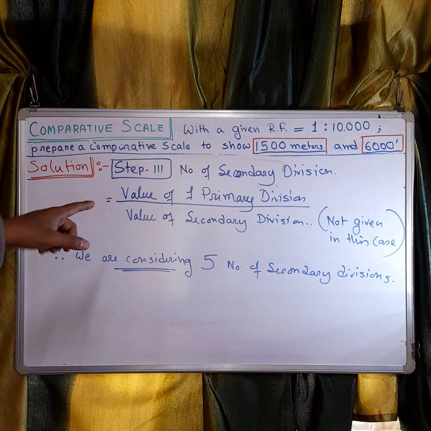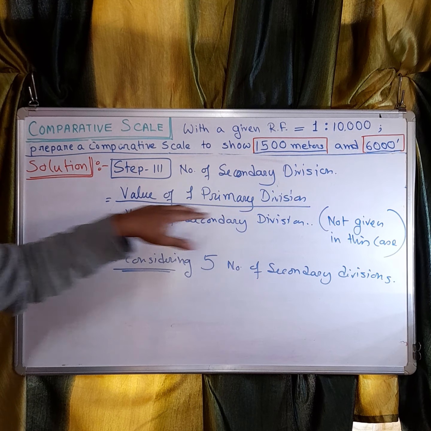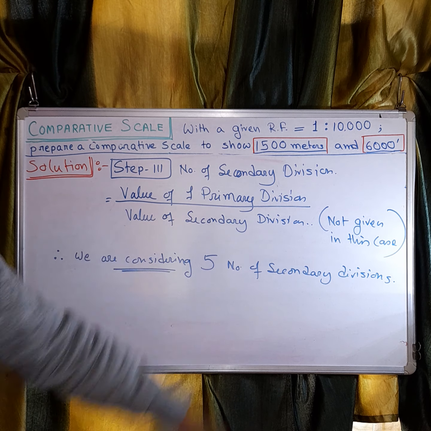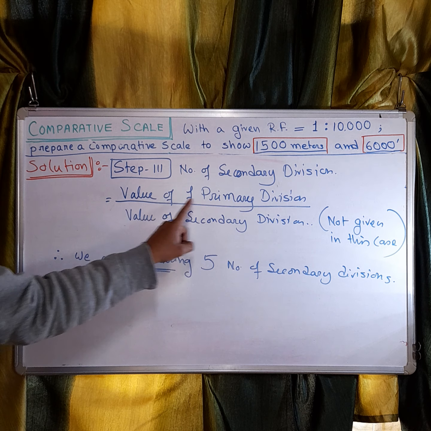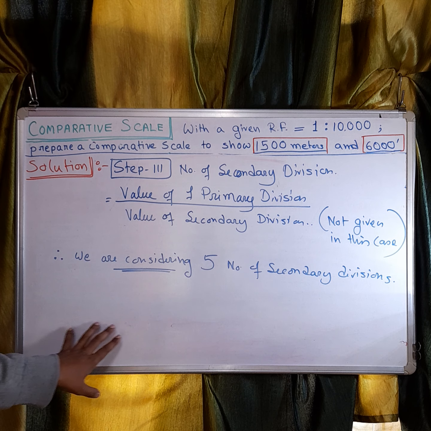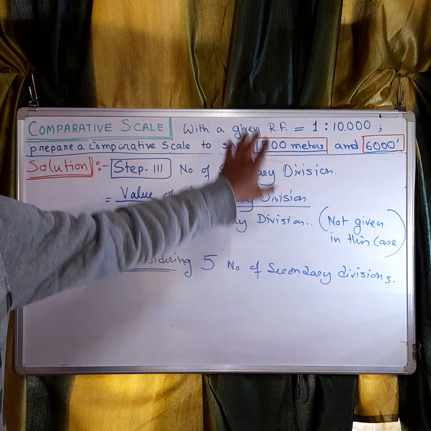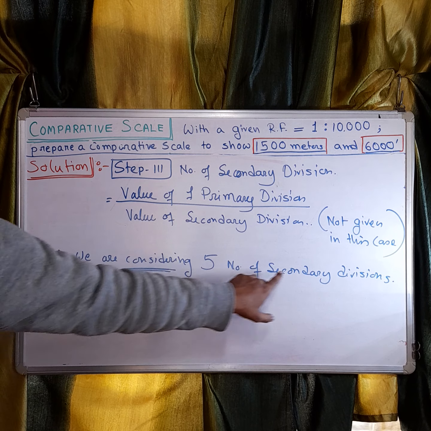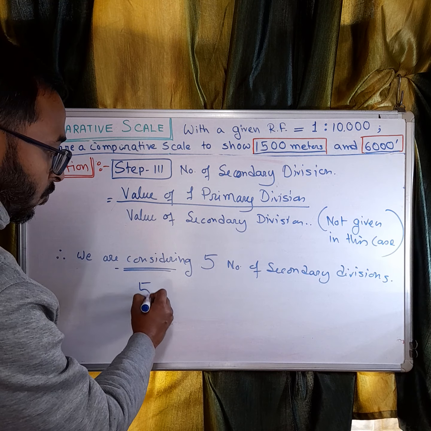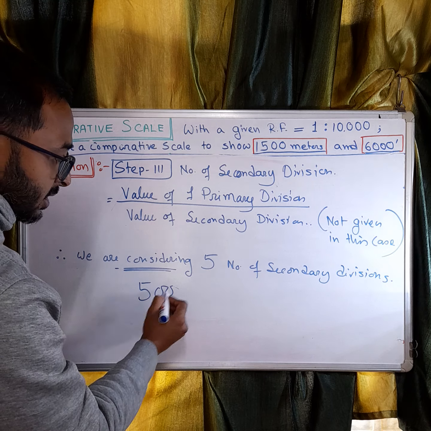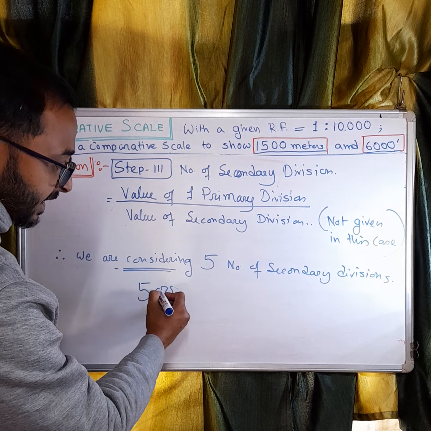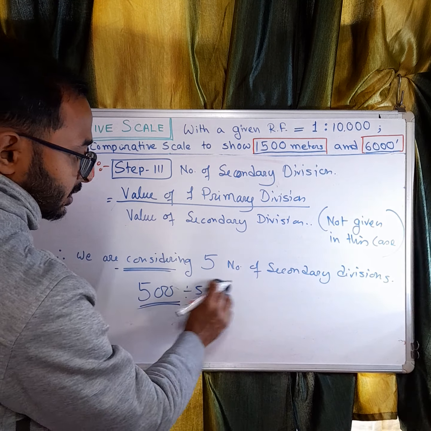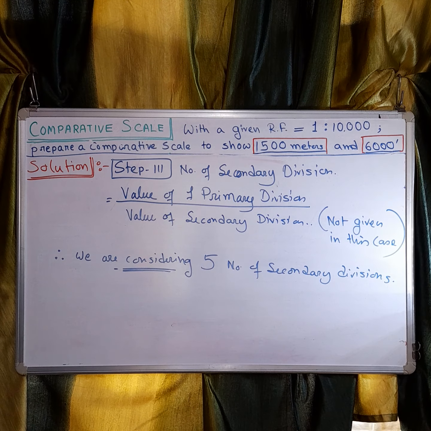Here we can see in the step 3 the number of secondary division. As we know, the number of secondary division equals the value of primary division divided by the value of secondary division. In that case, value of primary division we have found from the step number 2, but value of secondary division is not mentioned anywhere. So in this case we will consider 5 number of secondary division, because if one value is 500 meter, then it is better to divide this value with 5 rather than 3. Okay, that is why we are choosing 5 number of secondary divisions.